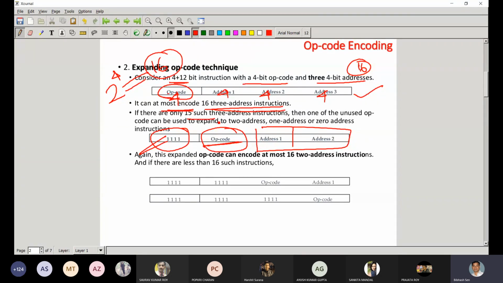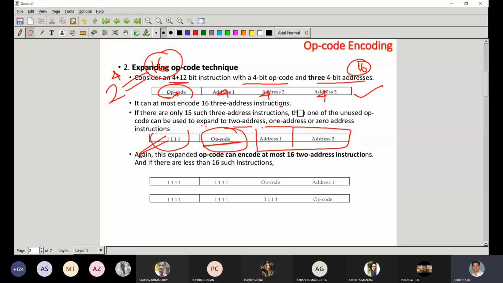If there are only 15 such 3-address instructions, then one of these unused opcodes can be used to expand to 2-address instructions also. Is this point clear? Sir, could you explain it again, sir? Didn't get it, sir. Okay, I am telling you that sometimes, if there are only 15 such 3-address instructions, 15, because total we know how many, 16.